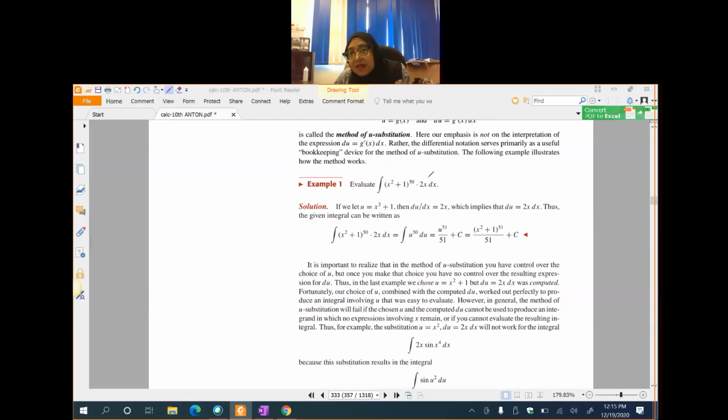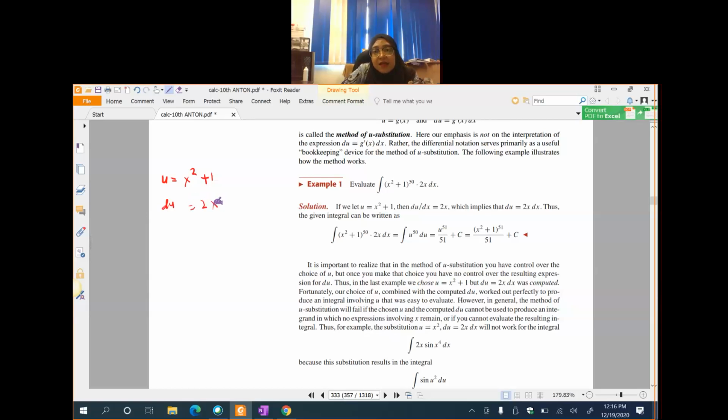Okay, so from that, you know that you can solve by using substitution. So let's try it. So for this one, the u, or the function that you want to substitute, is normally the function under the bracket, inside the bracket. Okay, so that is the key. Okay, so in this case, the u will be x squared plus 1. Okay, so you differentiate this, you get what?